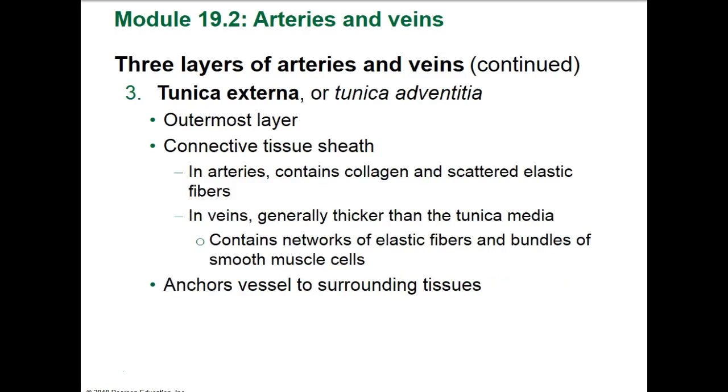Okay, the tunica externa, which you'll see in some books listed as the tunica adventitia, is the outermost layer. It has a connective tissue sheath. In the arteries, it has collagen and elastic fibers. In the veins, it's generally thicker than the tunica media. It contains a network of elastic fibers and bundles of smooth muscle cells. And the tunica externa anchors the vessel to the surrounding tissues, so it doesn't just hang loose in there.